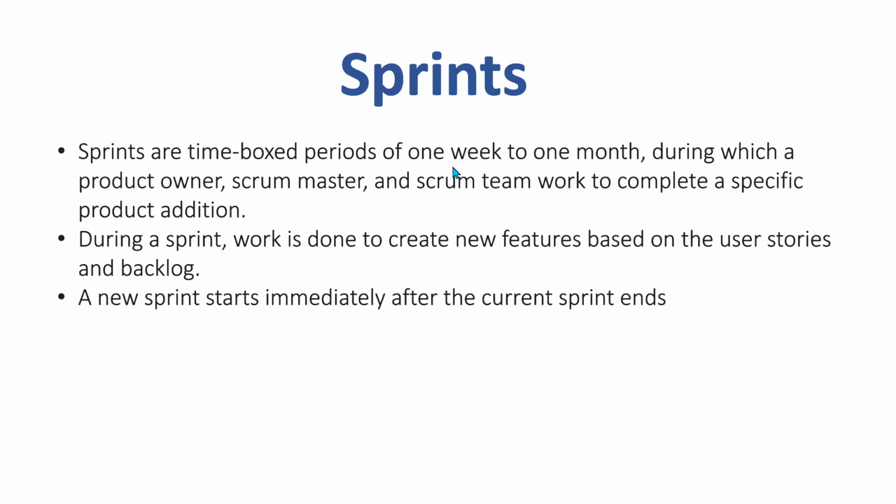Sprints are a time box event of 1 week up to 1 month during which a product owner, scrum master and a scrum team work to complete a specific product addition. So what is a sprint? A sprint is a time boxed event. Say if you are working on a 2-week sprint, if a sprint started today, it will end after 2 weeks. If you are working on a month sprint, if it started today, it will end 1 month starting from today.